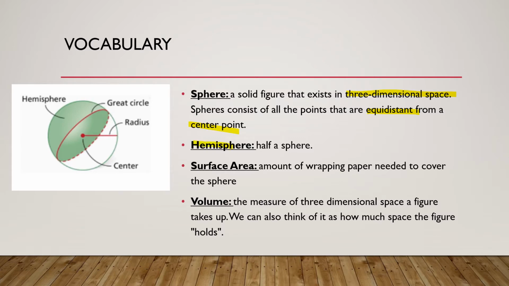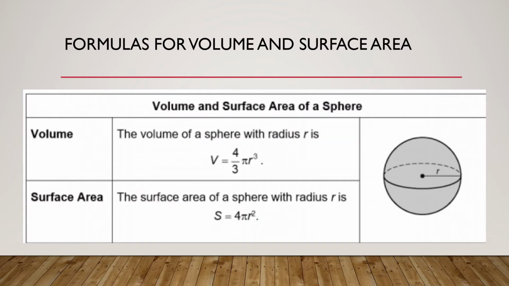If we're talking about a hemisphere, that's half of a sphere. We're talking about surface area. So imagine you have a basketball, that outer covering, or if you were going to put wrapping paper exactly around the ball, that's what surface area is. Where volume is the amount of space inside that the figure can hold. So again, if we're thinking of a basketball, it would be how much air that basketball holds when it's all the way blown up.